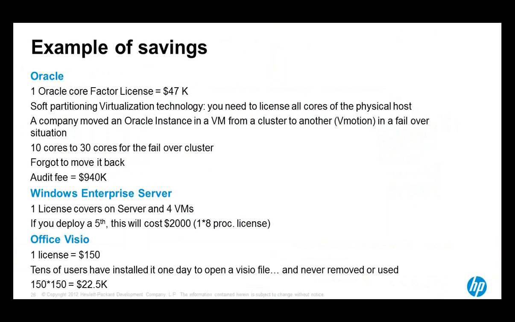And the last example is quite common. It's about Visio. One license costs $150. And it's very often that tens of users will have installed it just to open a Visio file, while they could have just installed the viewer. And very quickly you can reach something like $20,000 to $1,000 of overspend, because 150 people over the organization install Visio and are nearly never using it.